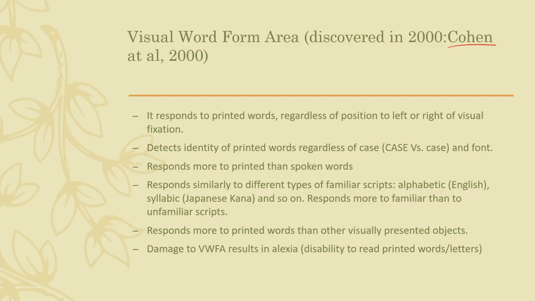What does this area do? It responds to printed words that we see, regardless of position to the left or right of visual fixation. Let us say when we are reading something like this, the moment I am looking at D, this is the foveal area, the fixation area where my eyes are looking right now. These are parafoveal, the side, peripheral area where the eyes also see. So, when I am seeing D, I can also simultaneously see A and G. These are regions of parafoveal visual areas, and this is the foveal, the visual fixation area.